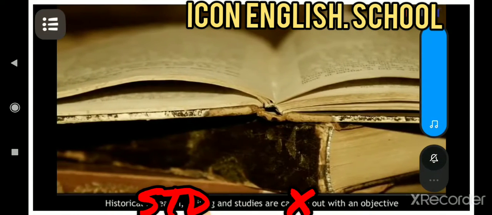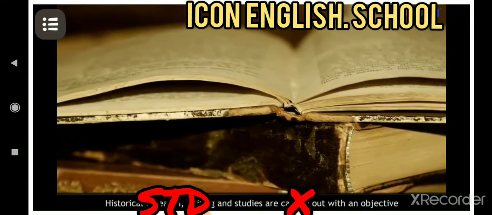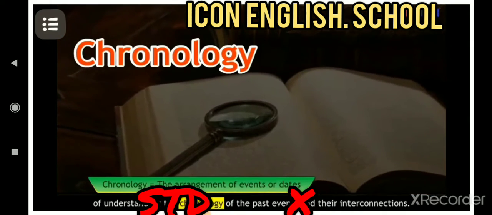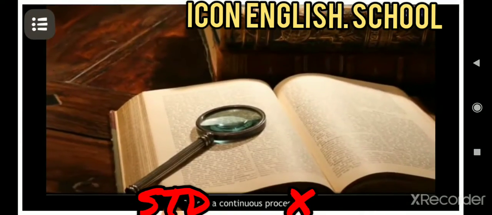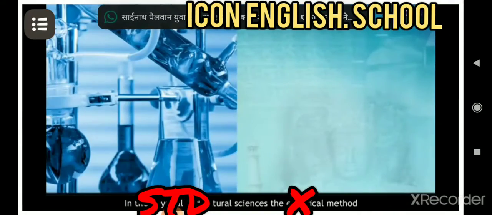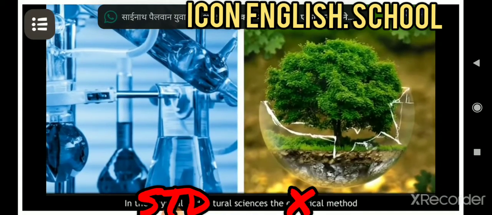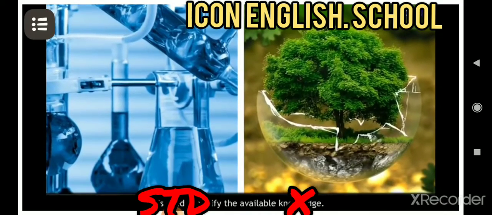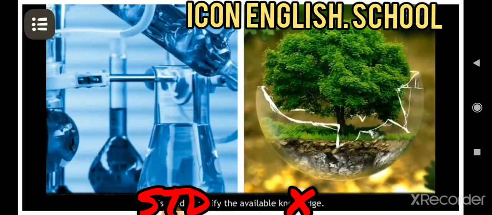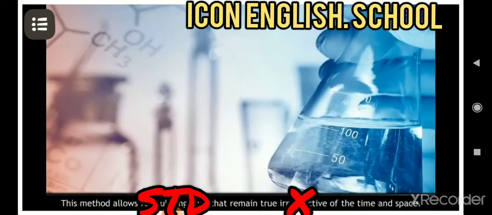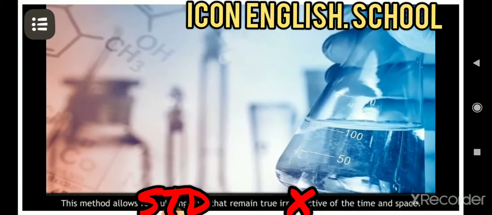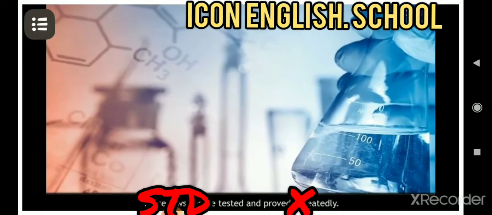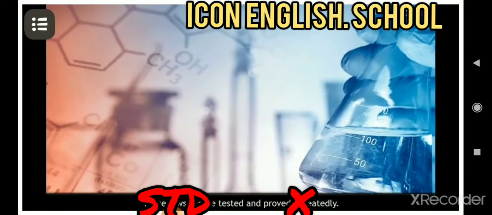Historical research, writing, and studies are carried out with an objective of understanding the chronology of the past events and their interconnections. This is a continuous process. In the physical and natural sciences, the empirical method, that is, laboratory method of experiments and observation, is used to verify the available knowledge. This method allows formulating laws that remain true irrespective of the time and space. Those laws can be tested and proved repeatedly.